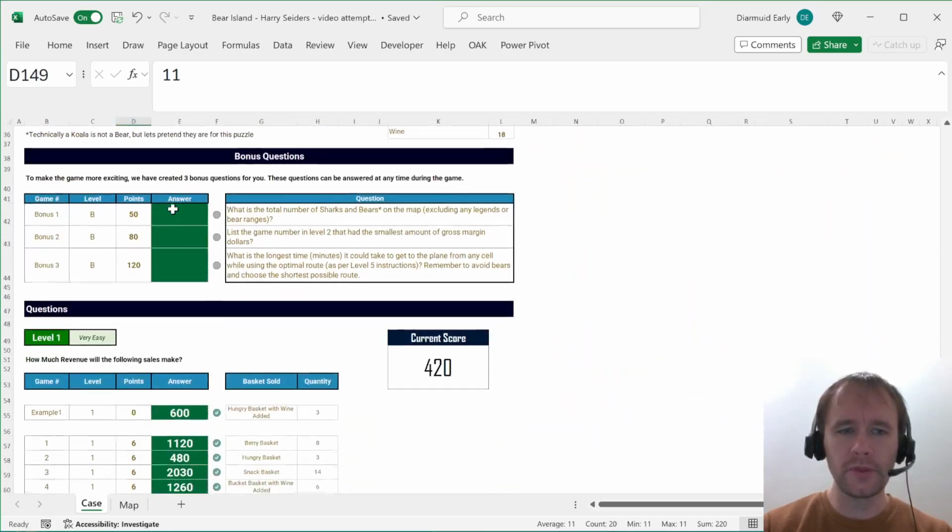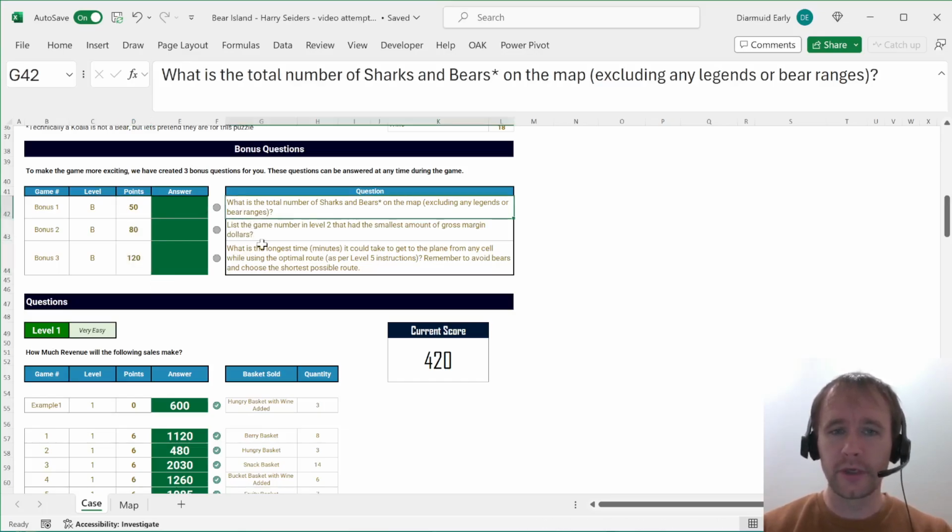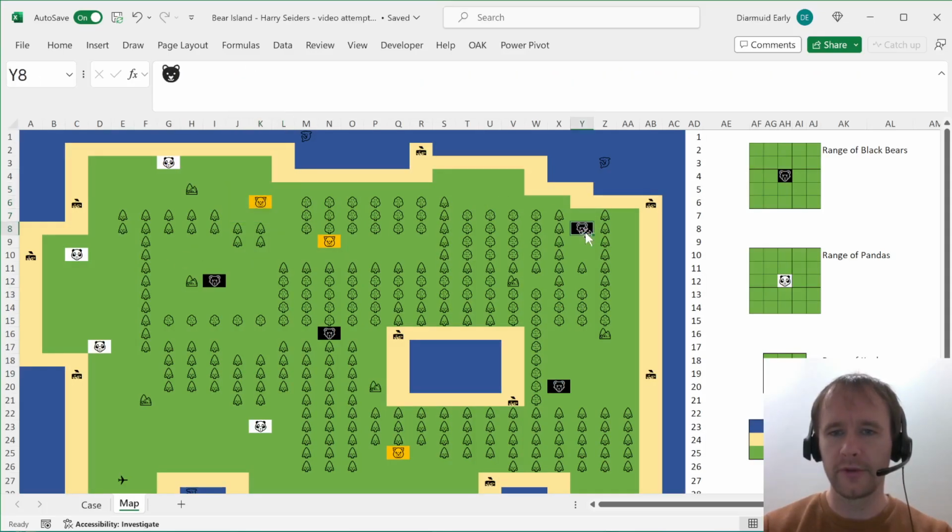Whereas with the bonuses, they're smaller points, but they're often going to be shorter. So, for example, here: what is the total number of sharks and bears on the map, excluding any legends or bear ranges? In other words, there are bears here, but don't count these bears over here.